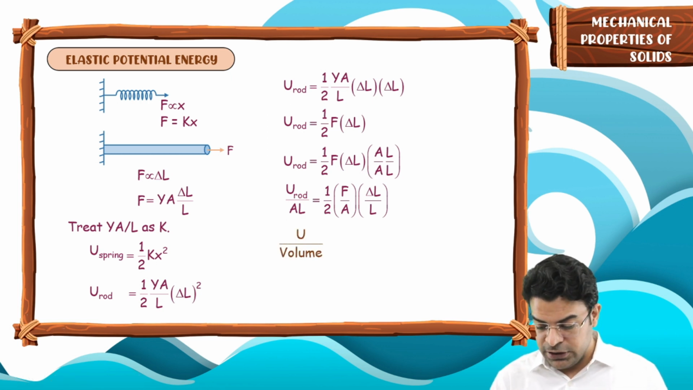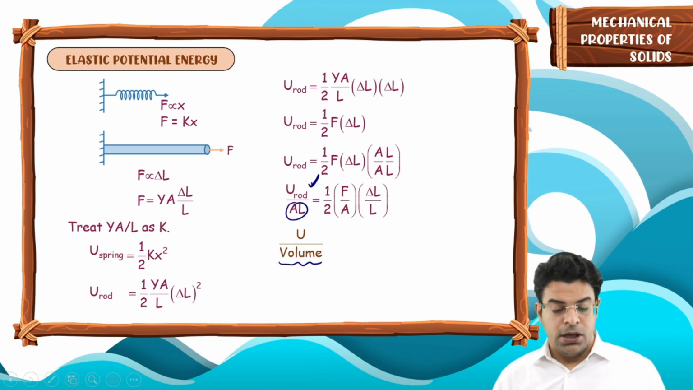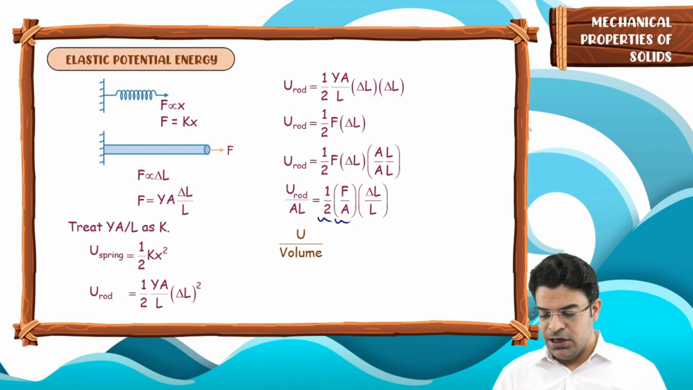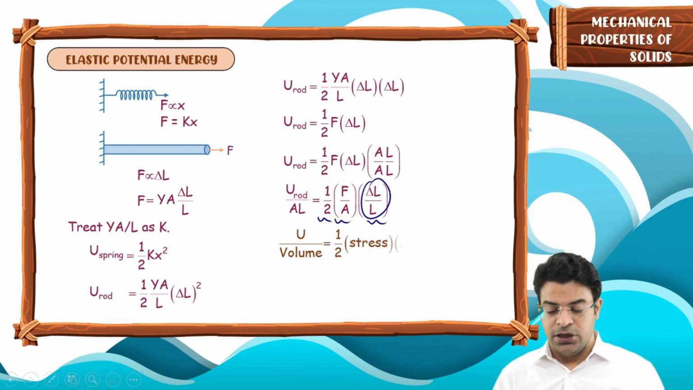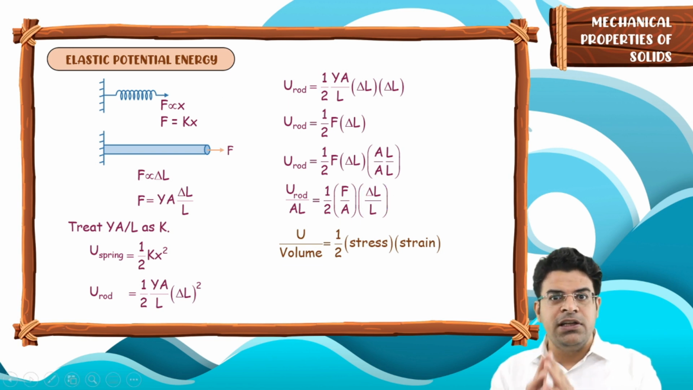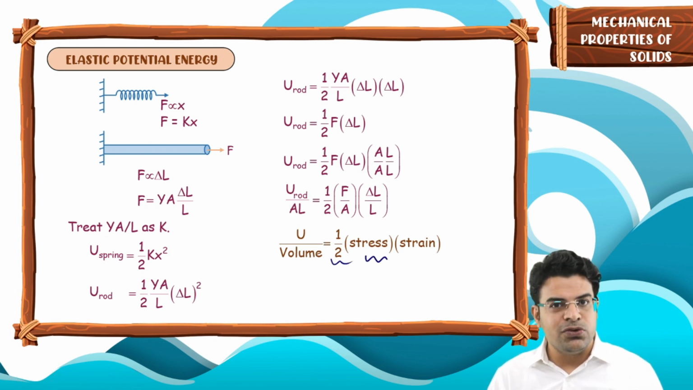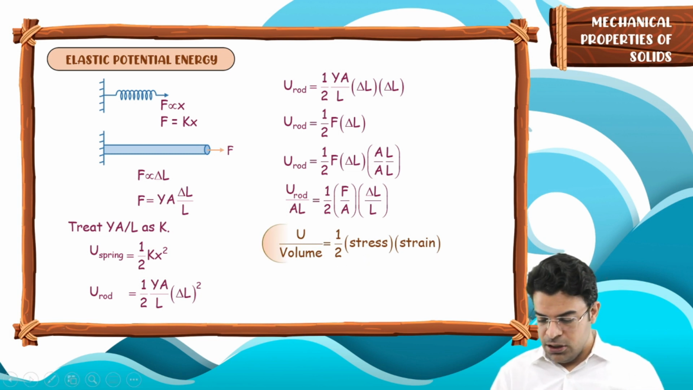Why are we doing this? So that we get elastic potential energy per unit volume equals half into force per unit area, stress, into delta L by L, which is strain. So the elastic potential energy stored in the rod per unit volume is nothing but half into stress into strain. Half into stress into strain.